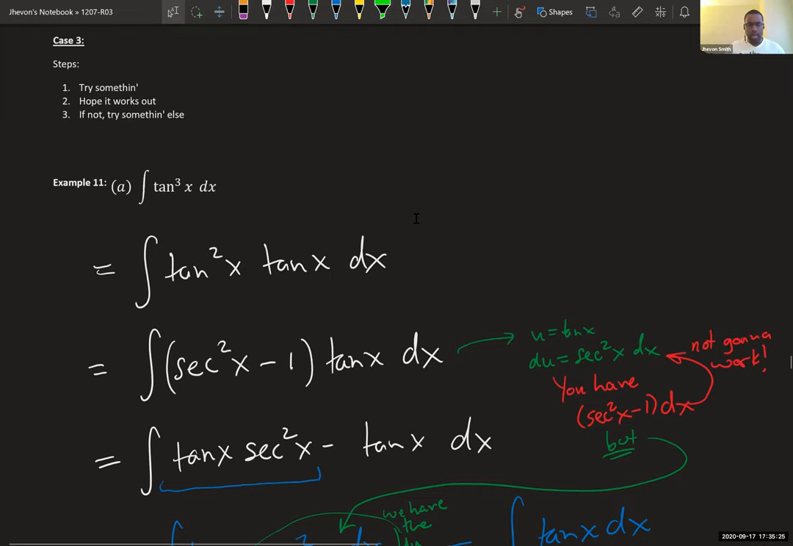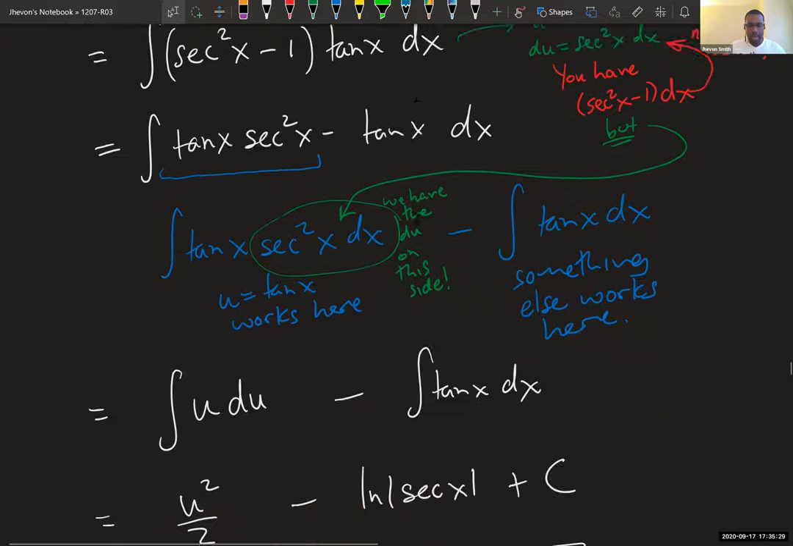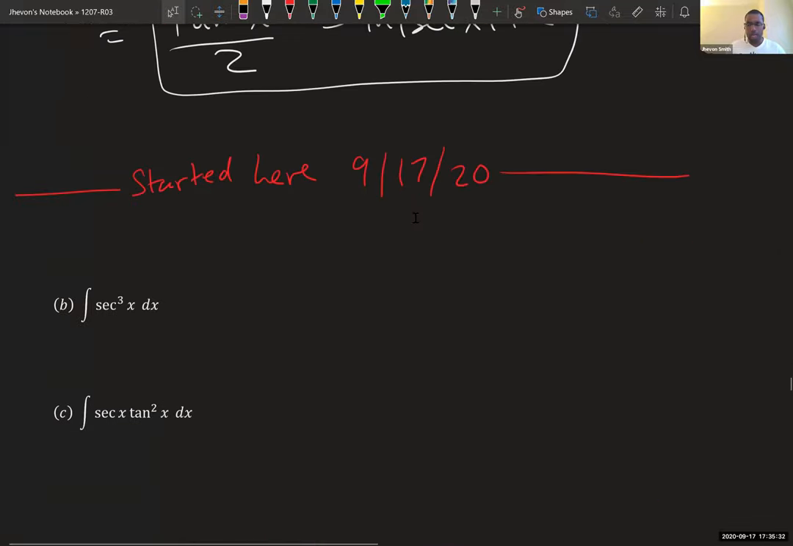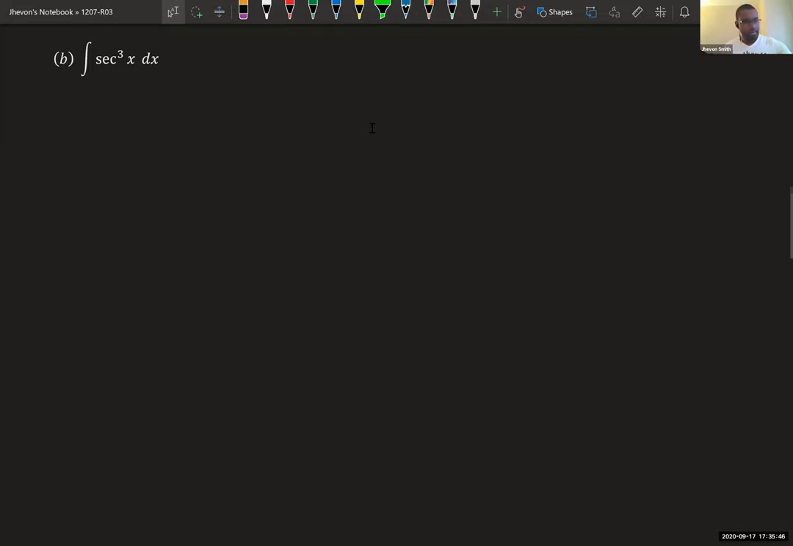So I went through one example and someone in the class helped me with this. And I left two more for you guys to do, so we are going to be doing those. The first one is the secant cubed. Let's move this one out of the way. And now we're ready to jump in. So we're back to where we started.